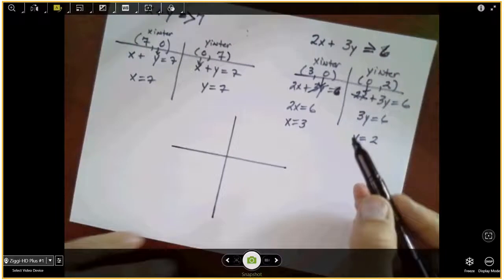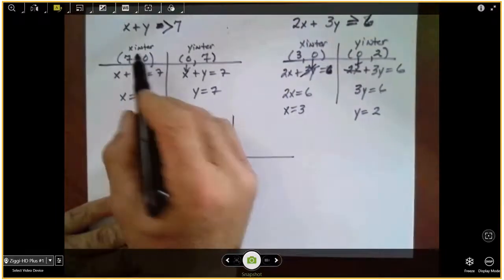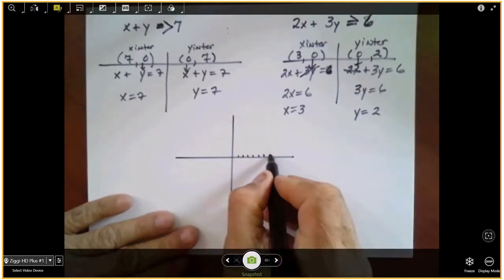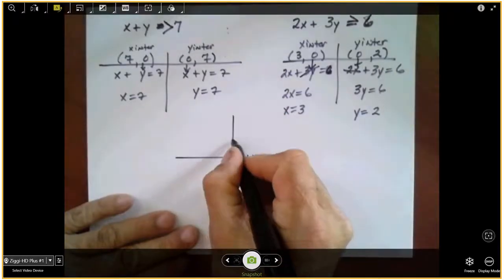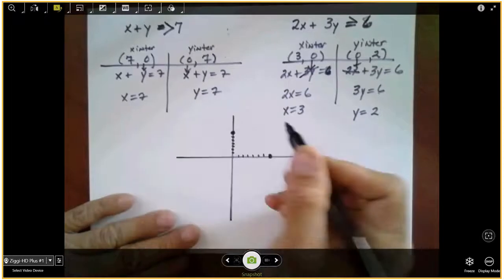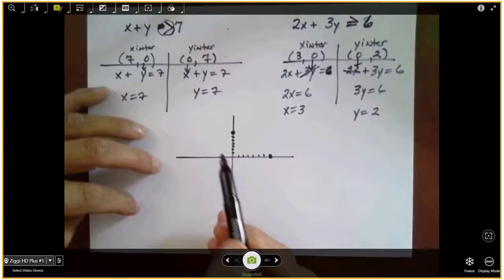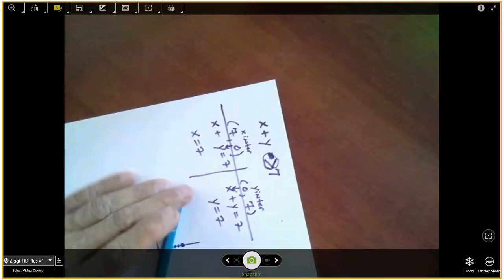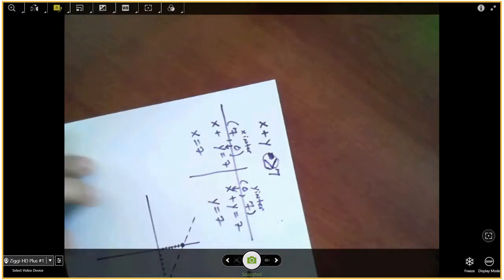Well, that's good enough. All right. So here's my 2 points here. 7, 0. 1, 2, 3, 4, 5, 6, 7. And 0, 7. 1, 2, 3, 4, 5, 6, 7. And it's a dashed line. Don't use a pen or a stylus as a straight edge because it rolls around on you. There's that line.